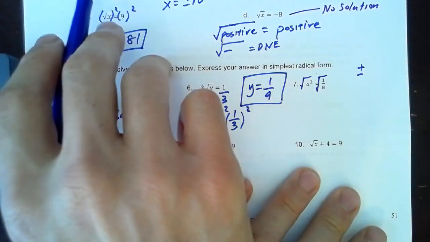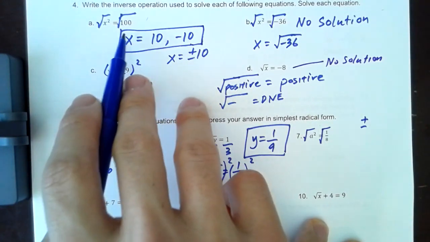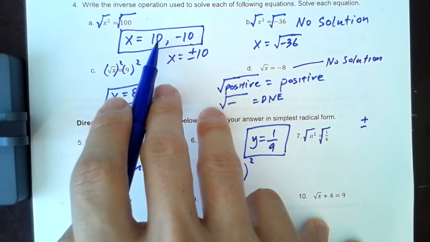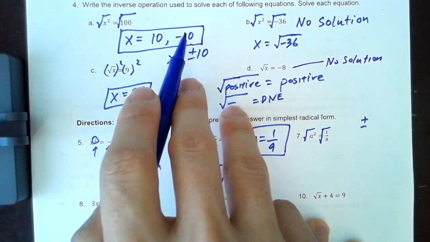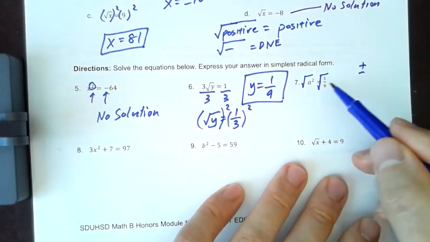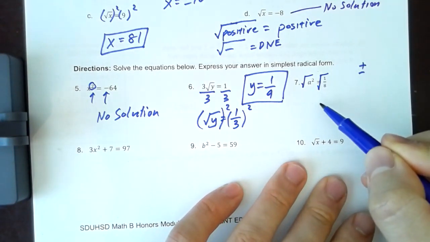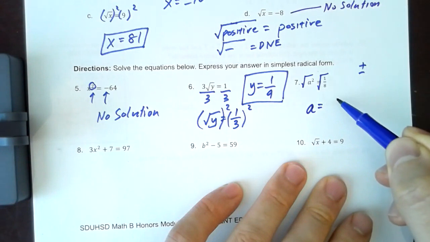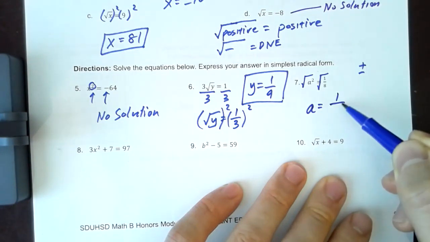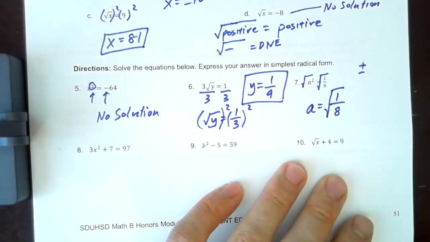This is just like in 4a, when we had x squared equals 100. You need to account for the positive, which I think is obvious, but you also need to account for the negative, right? Here is no different. A squared equals 1/8, so A equals the square root of 1/8. This brings us back to the concept of how do we simplify the square root of 1/8?